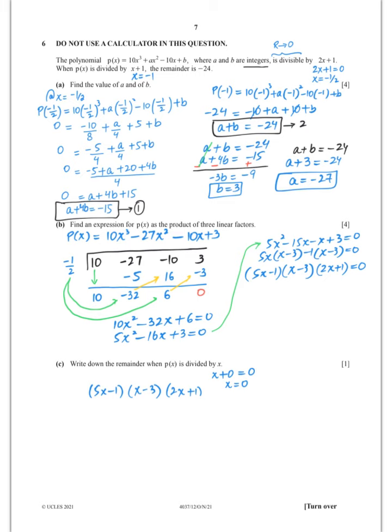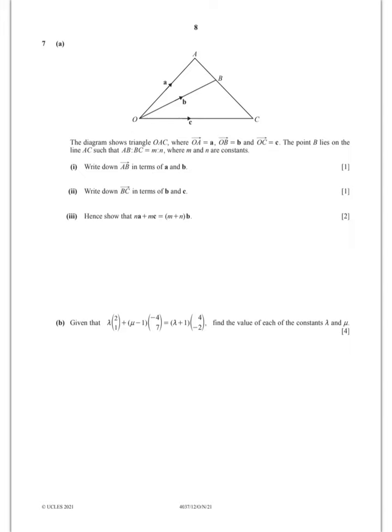Those are the factors we found previously, and now we need to place the value of x equal to 0. So if x is equal to 0, it will be minus 1. If x is 0, it will be minus 3. If x is 0, it will be 1. If you simplify, you will get the value of 3. That means the remainder is 3 when x is equal to 0. That is your answer.